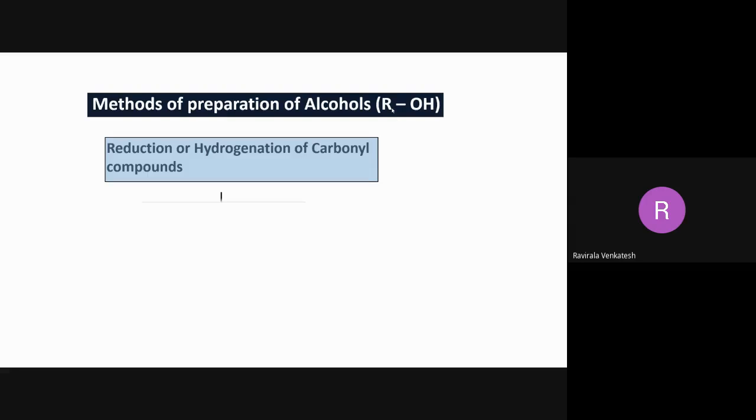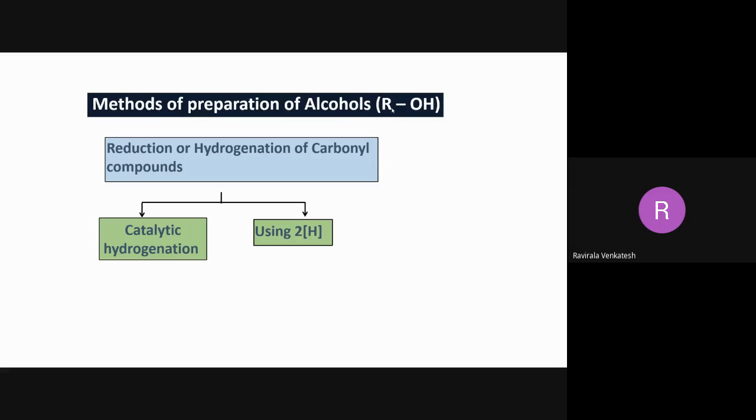In the previous methods, what is the reactant we have taken? Alkenes. Now the reactant here is carbonyl compounds, nothing but aldehydes or ketones. I am converting these into alcohols.